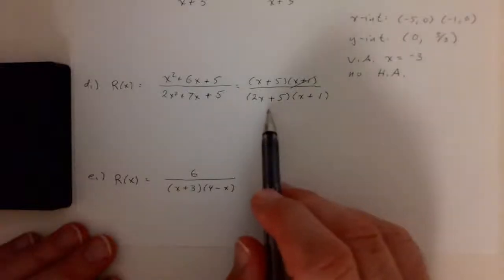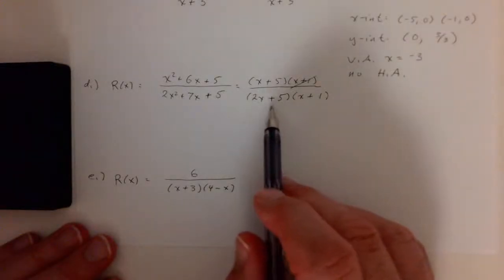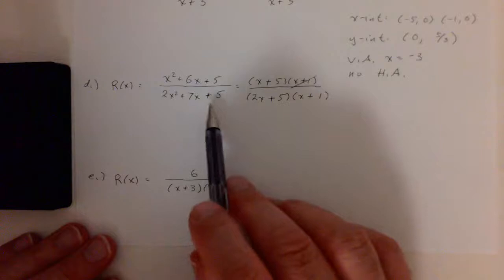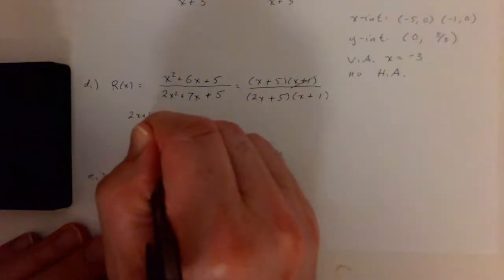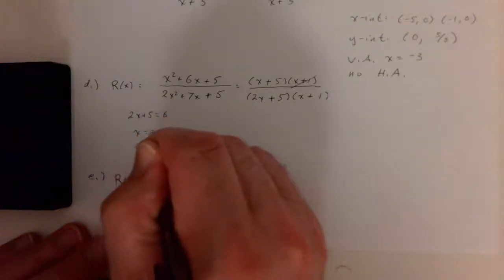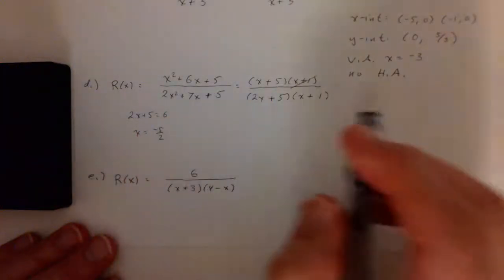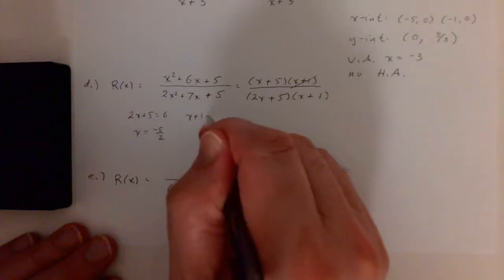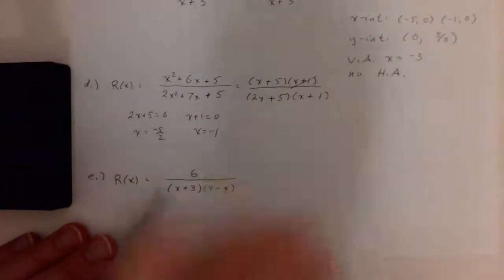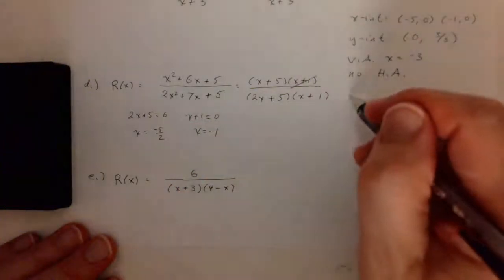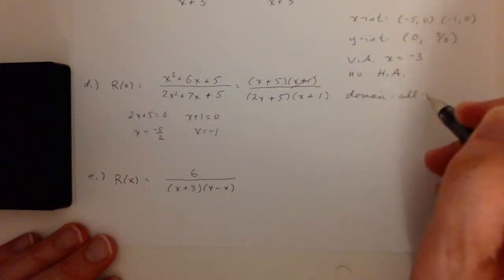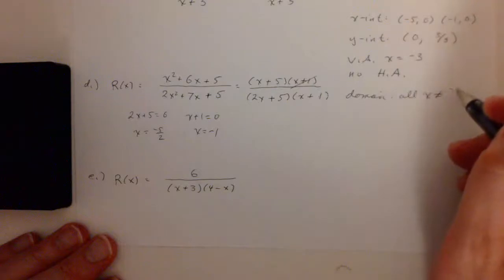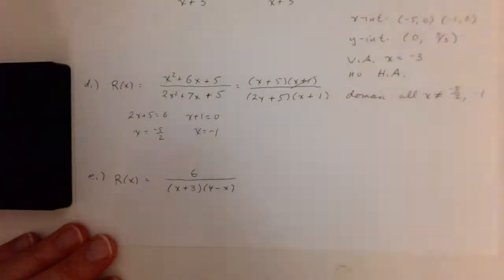Now, before I cancel this though, the domain: we can see that there are going to be two numbers where this denominator is 0. So we've got to find those. So 2x plus 5 equal to 0, we get x equals -5/2. And of course, if you set x plus 1 equal to 0, you get x equals -1. So the domain would be all x not equal to -5/2 or -1.